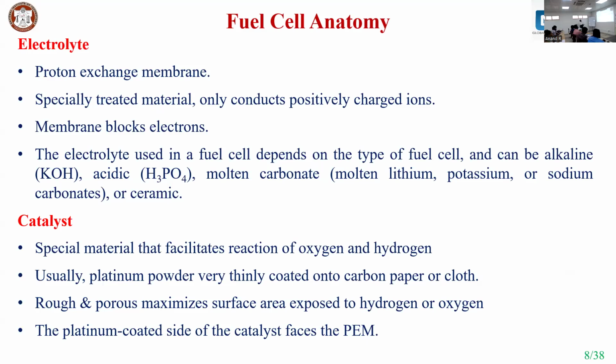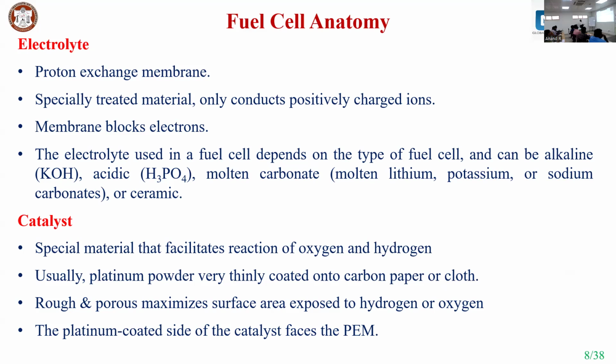So different electrolytes are generally used in fuel cells, based on the alkalinity: alkaline fuel cell, acidic fuel cell, phosphoric acid. Molten carbonate is a high temperature fuel cell, with molten lithium, potassium, and sodium carbonates, or ceramic, something like a solid. So it may be a mixture of liquid and solid, or sometimes the electrolyte itself is solid. High temperature withstanding materials, probably carbonates and ceramics.